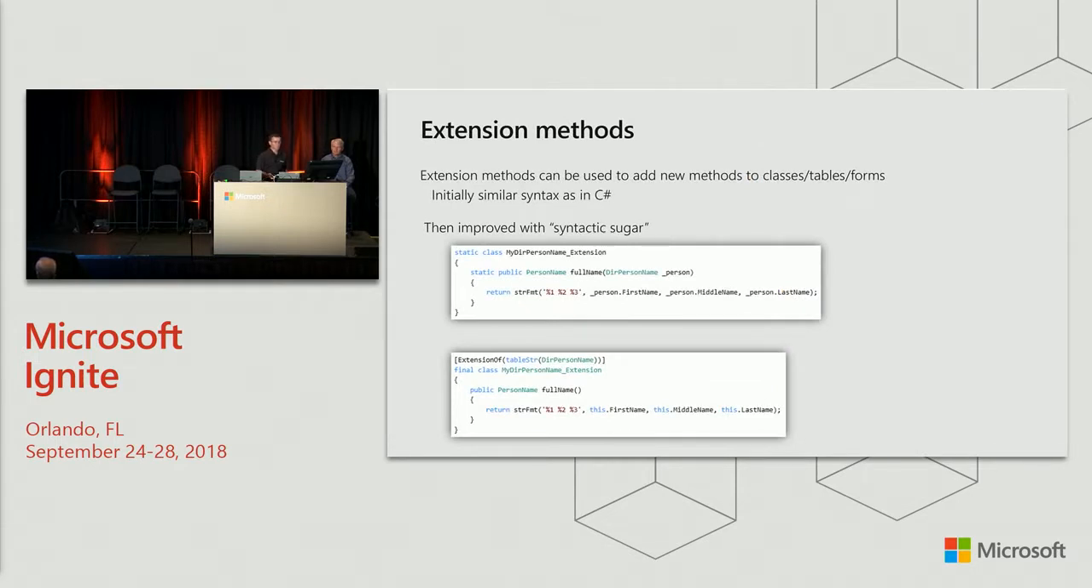And then extension methods, so you can provide extension methods. Down the bottom there is an example of that. You can say that you're creating an extension of some class and add a method in there. For example, they're adding full name into the person name class.